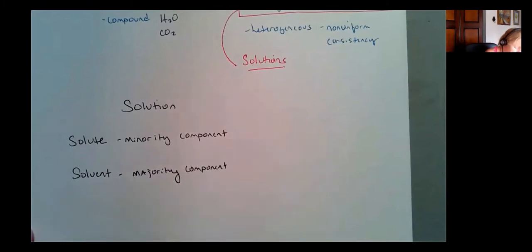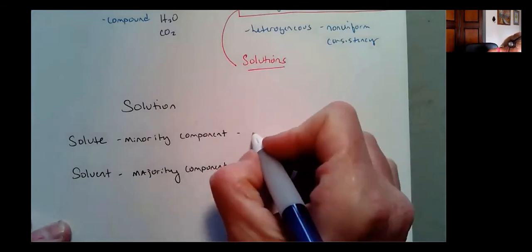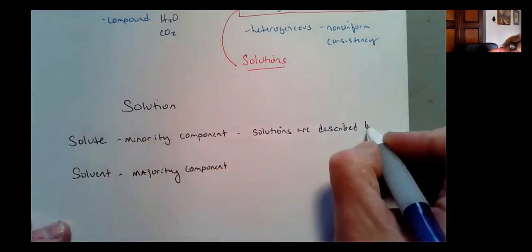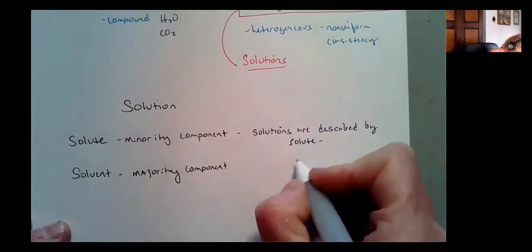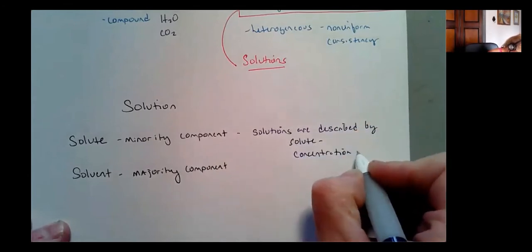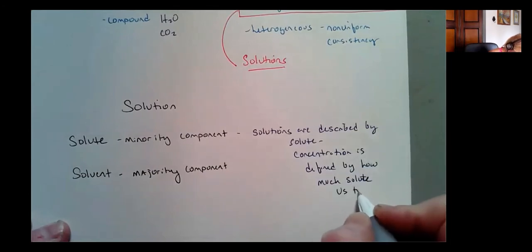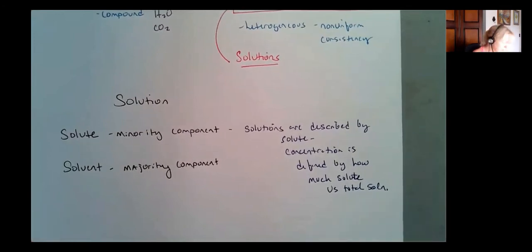Because solutes are the minority component, solutions are often named after them. Solutions are described by the solute, and the concentration is defined by how much solute versus total solution. We'll come back to concentrations. The solute is important because, one, that's how we name it, and two, that's also how we talk about how concentrated that solution might be.